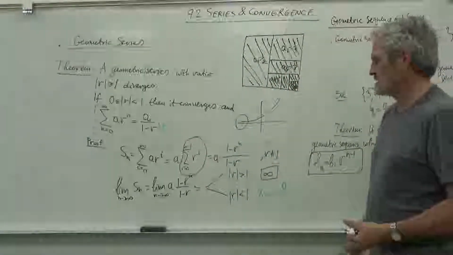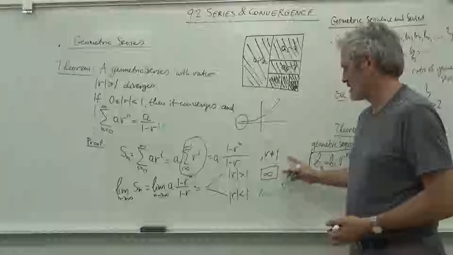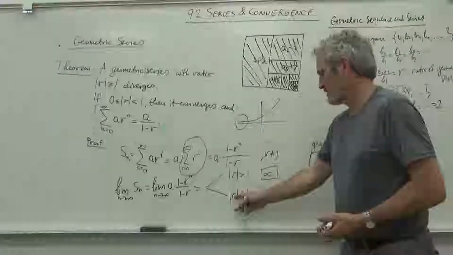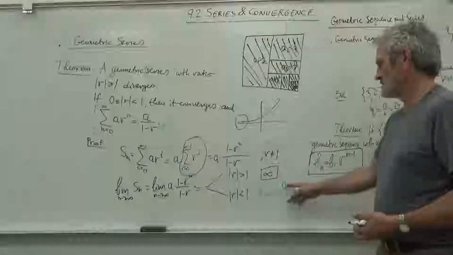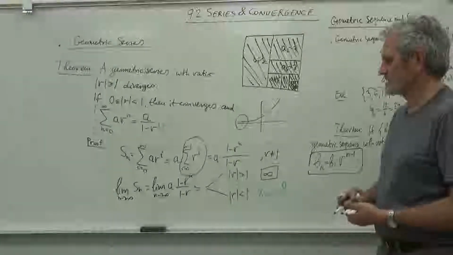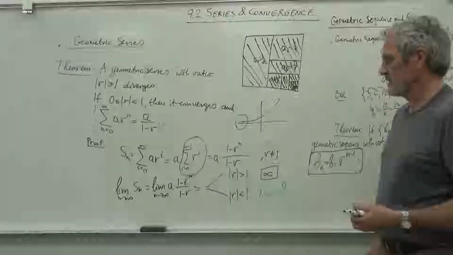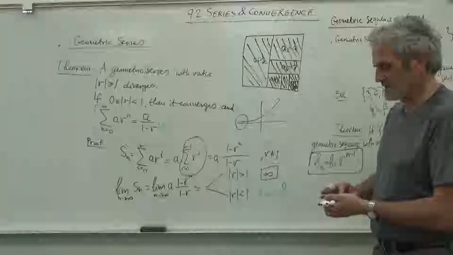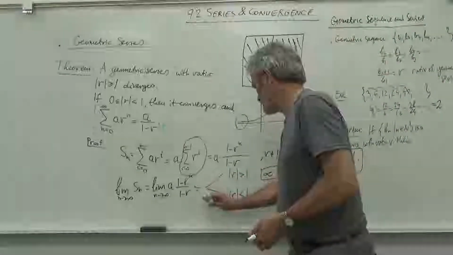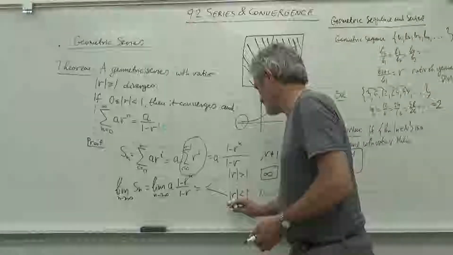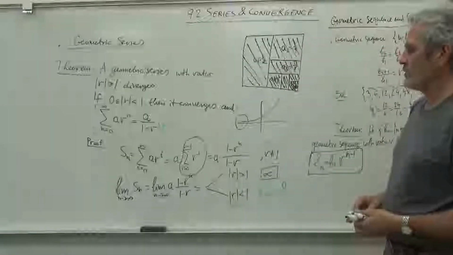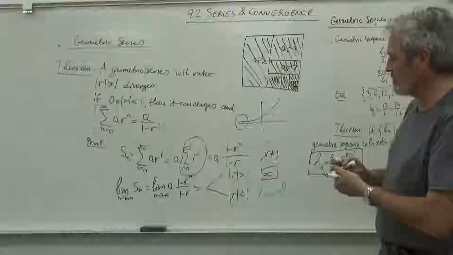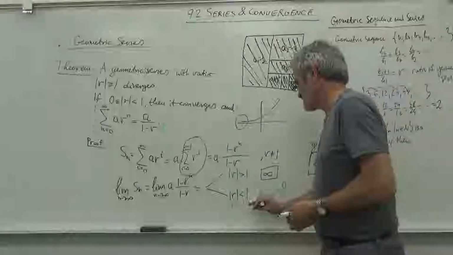So once again, if the absolute value of r is greater than 1, we get infinity. If the absolute value of r is less than 1, then we get exactly what we promised. What happens if the absolute value of r is 1? That's left. So what do we do here? Absolute value of r equals 1. Then interesting things happen. We'll show you in a moment that the series diverges.